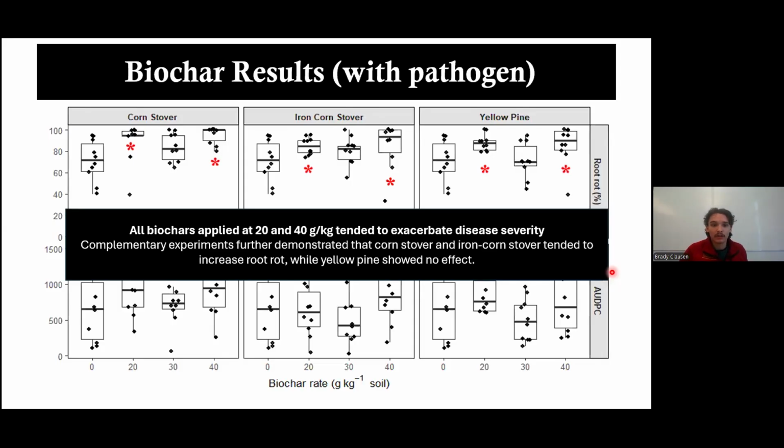And so I can't showcase all the data for our biochar experiments today, but I did want to showcase this one graph and then give everyone a little bit more information on some of the other stuff we've been doing. So overall, again, corn stover, iron corn stover, seems like anything corn stover based increases disease severity, while yellow pine largely shows no effect.